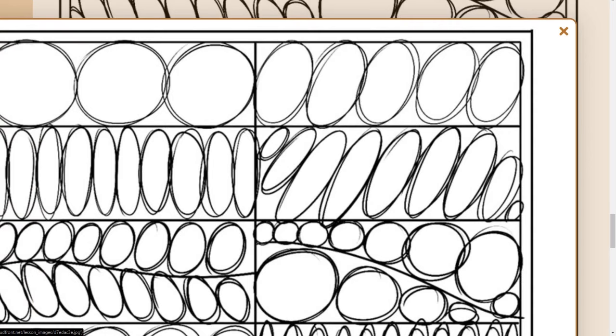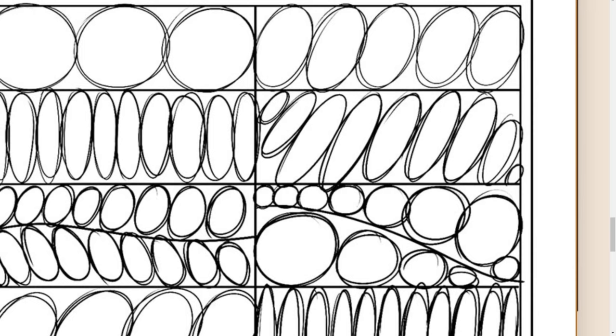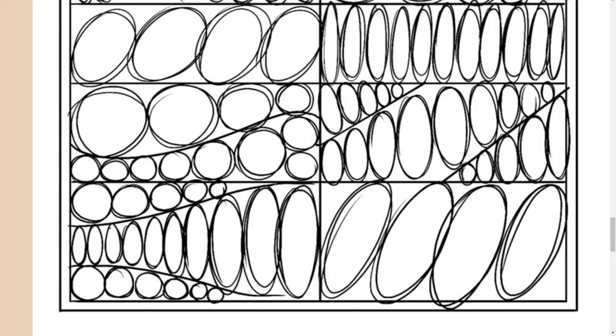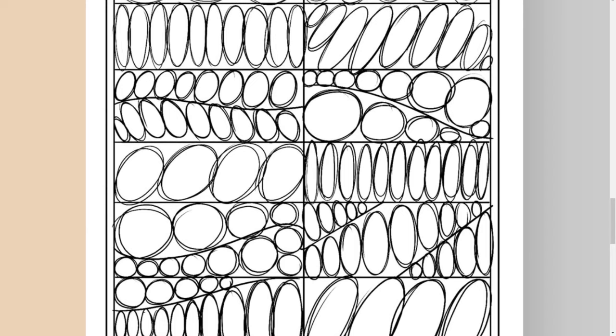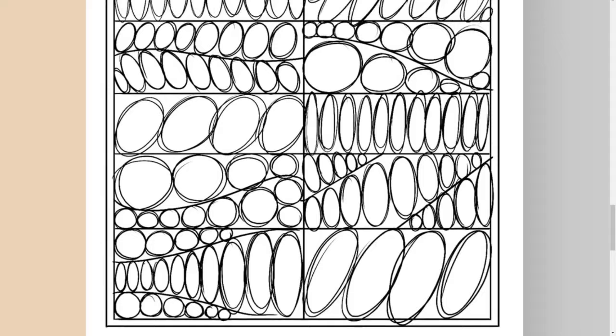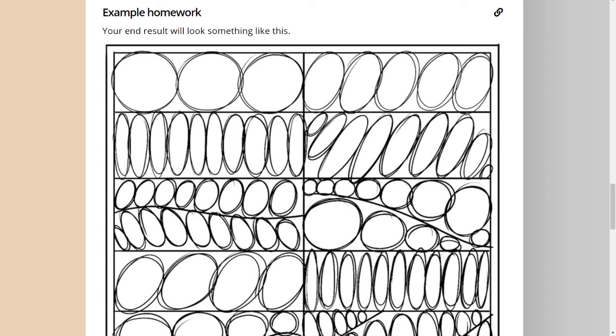Oh, Jesus. Hold on. Or is it this one? Okay, this one. So we got that. And we do two pages of this? Yeah, two of these. Okay.